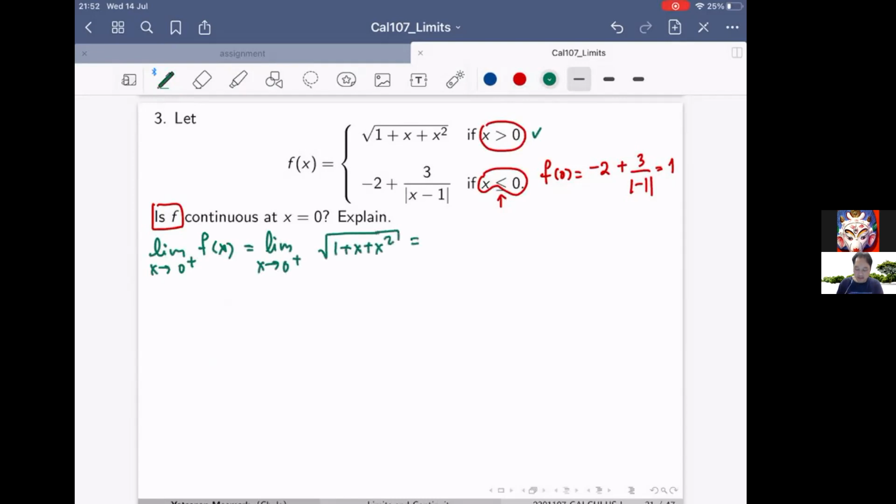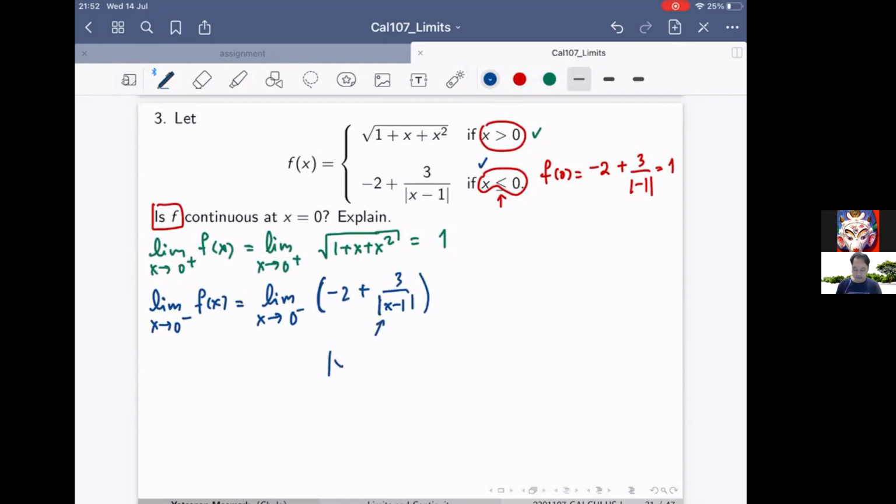Okay, and then we can just simply plug in step 1. But if you're going to 0 from the left, here is the corresponding formula, because your x is less than 0, right? So here you have -2 and then x minus 1. Actually we can just plug in.